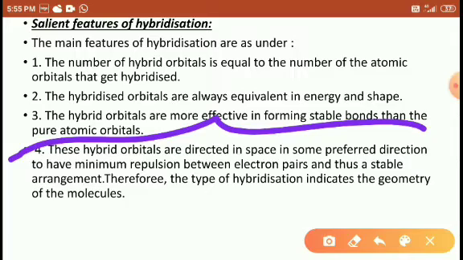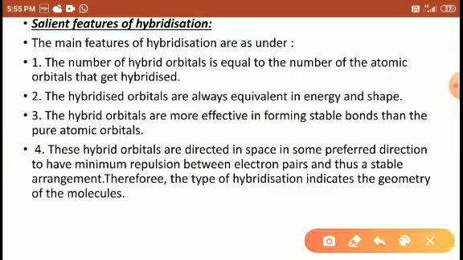Hybrid orbitals are directed in space in some preferred directions, with minimum repulsion between the electron pairs, and thus a stable arrangement. Therefore the type of hybridization indicates the geometry of molecules. When two atomic orbitals are combined with each other, they cause minimum repulsion. Already I told you they cause minimum repulsion, so that's why they are most stable.